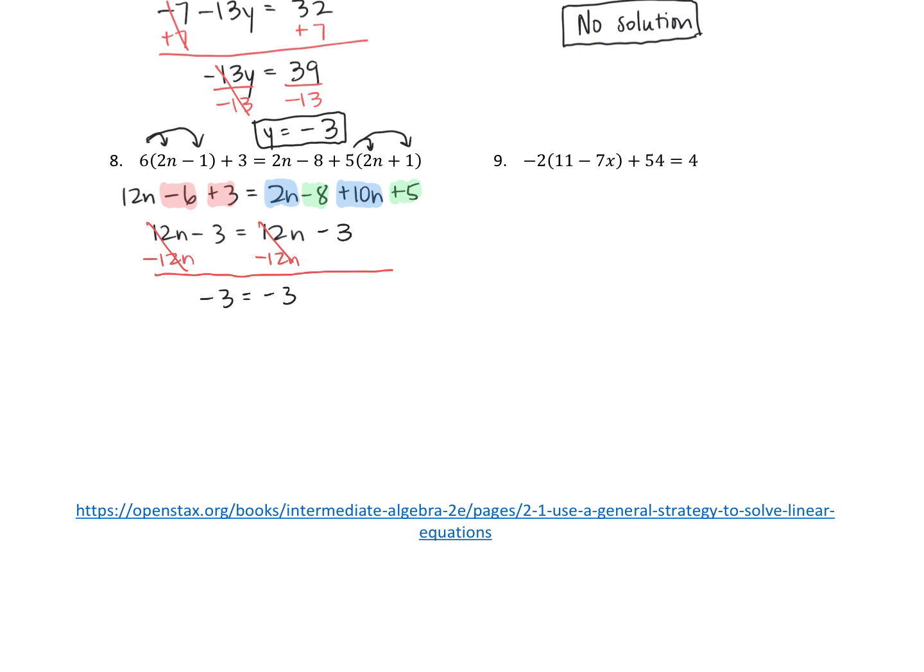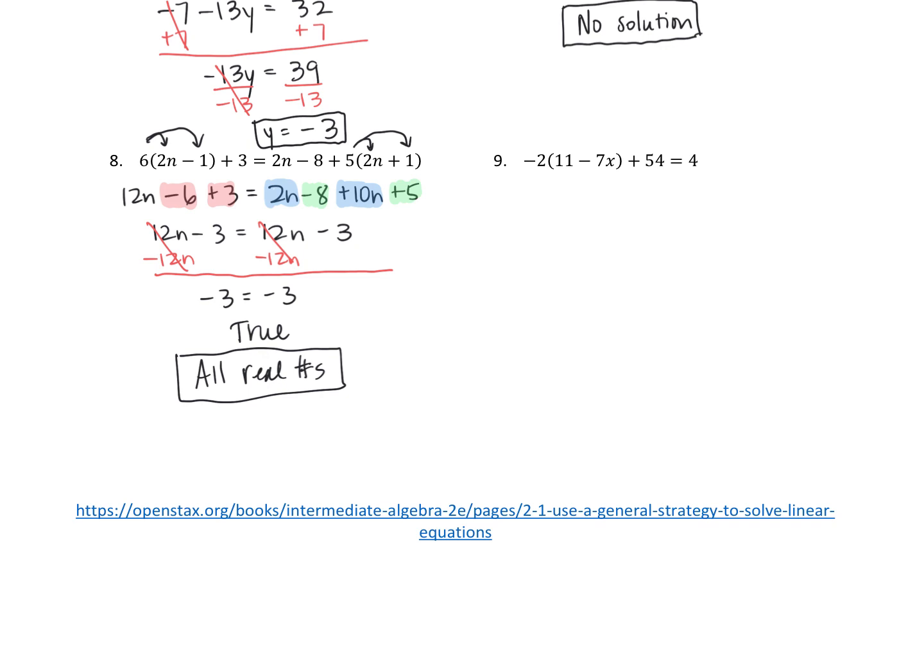This time, the difference between this one and the previous one is that this is actually true. Negative 3 is equal to negative 3. So if you get a true statement, you have infinitely many solutions. Or you can say all real numbers are a solution. So all real numbers are solutions to this equation. Any real number that you pick to plug in, it will work every single time.